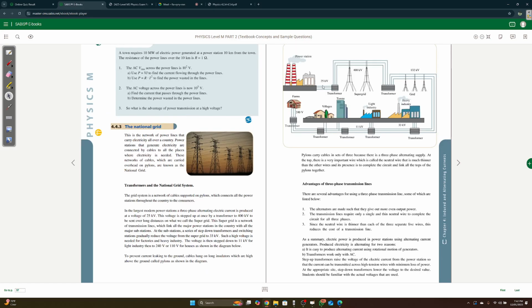Power station output is 25. The lowest is power station output, and lower than that is the light industry, and then lower than the light industry are the farms and buildings and villages that we use. Okay.